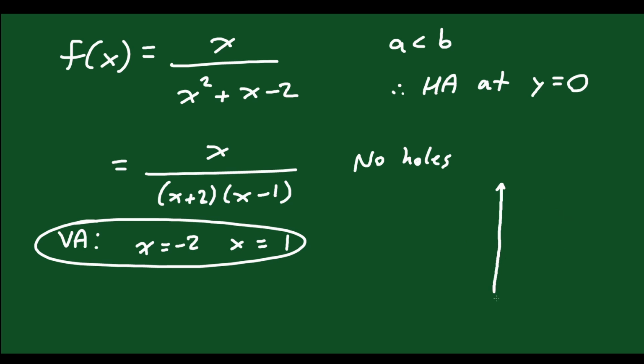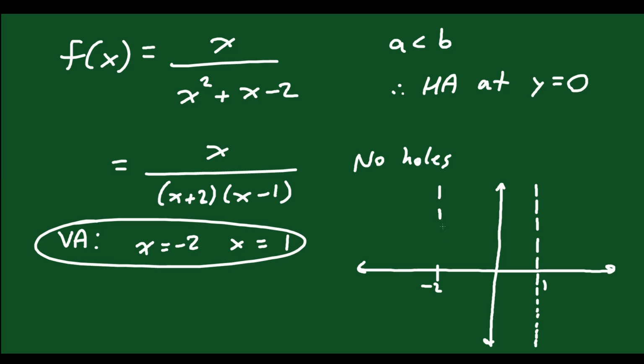Well, what's that going to look like when we graph it? Well, let's start putting things together. So you have one at 1, like that, and you have one at -2. Okay, so what's happening then?